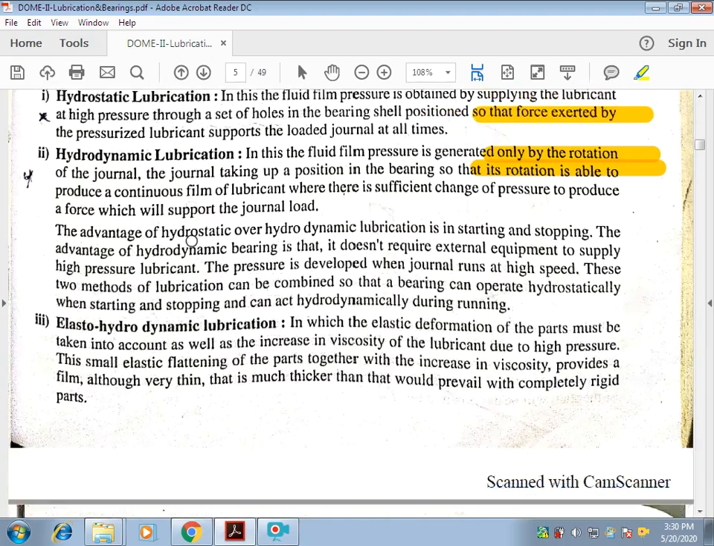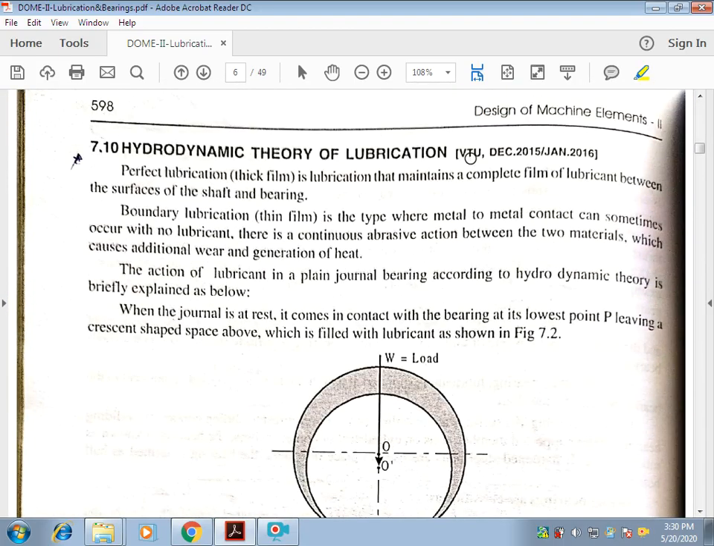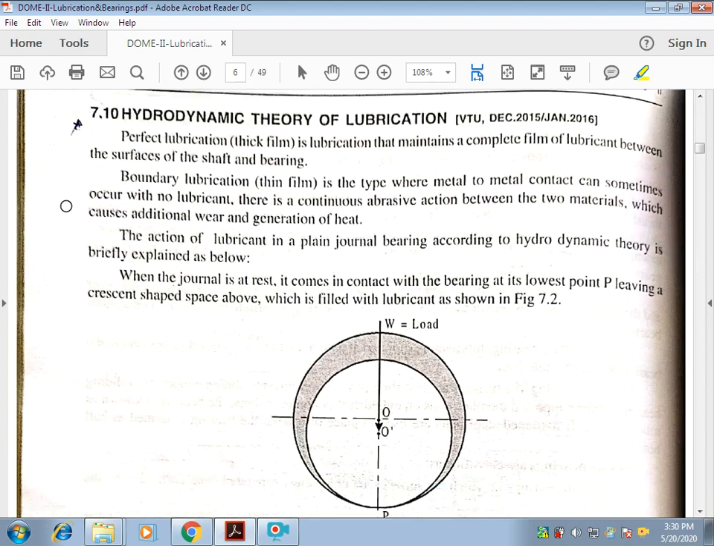Next comes the hydrodynamic theory of lubrication. This is very important. Perfect lubrication or thick film is the lubricant that maintains a complete film of lubricant between the surface of the shaft and the bearing. Already explained this one. Boundary film lubrication means a metal to metal contact can sometimes occur. Boundary film lubrication means thin, and perfect lubrication means thick.